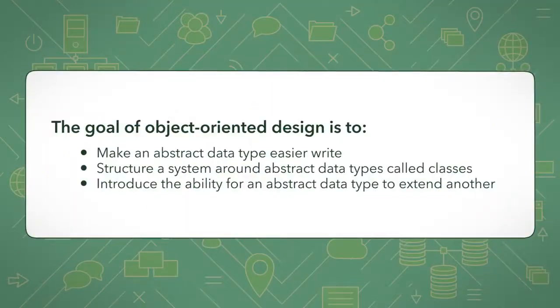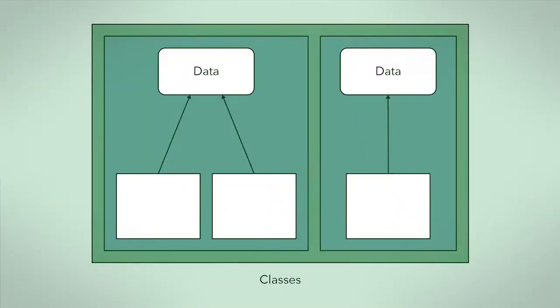In the final leg of our journey, let's follow TED into the 1980s. During this time in software history, the concepts of object-oriented design that are central for object-oriented programming became popular. The goal of object-oriented design is to make an abstract data type easier to write, structure a system around abstract data types called classes, and introduce the ability for an abstract data type to extend another by introducing a concept called inheritance. With an object-oriented programming paradigm, TED is now able to build a software system that is made up of entirely abstract data types.